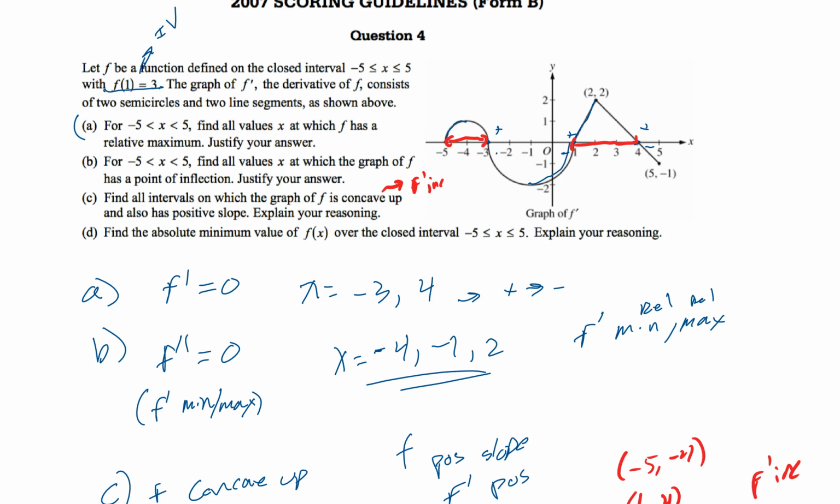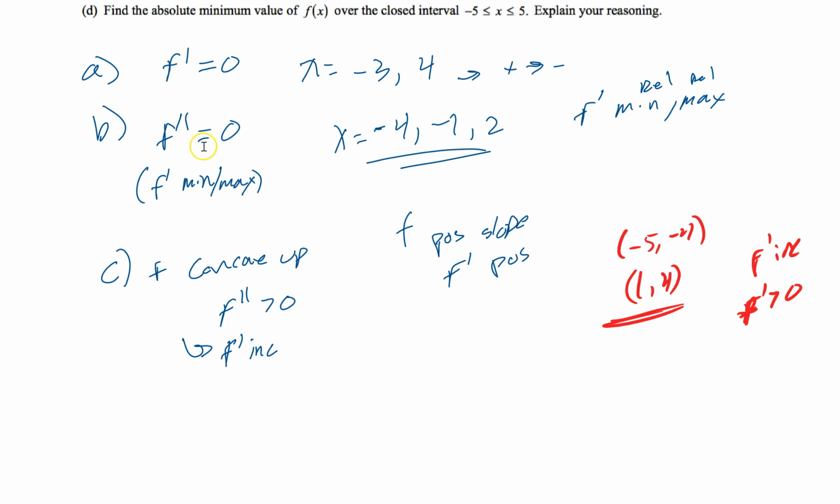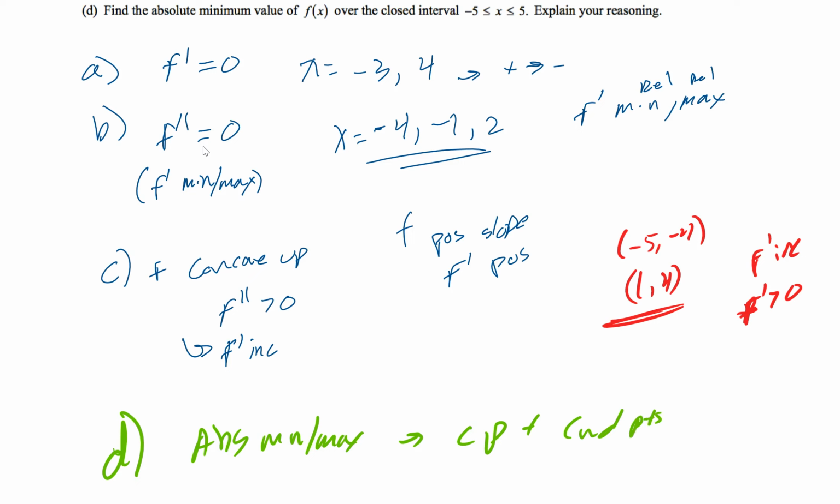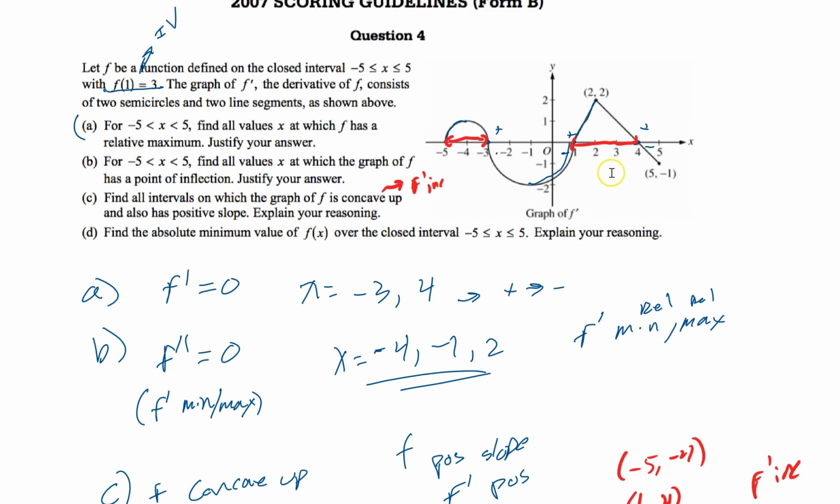And then D, find the absolute min. So now we have the absolute min. Again, absolute min and max never changes. The way you do it's always the same. You do critical points plus endpoints. Endpoints they give me, it's negative 5 to 5. I gotta find the critical points. That's where the derivative equals 0. I have the derivative on me, so the derivative equals 0 at negative 3, 1, and 4.